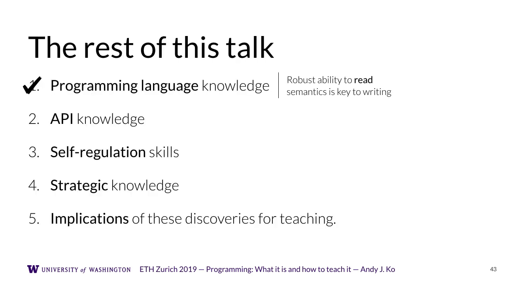So that was programming language knowledge. Really big insight here is that a robust ability to read semantics is just key to the ability to write. So I want to move on now to API knowledge and distinguish between API knowledge and programming language knowledge.